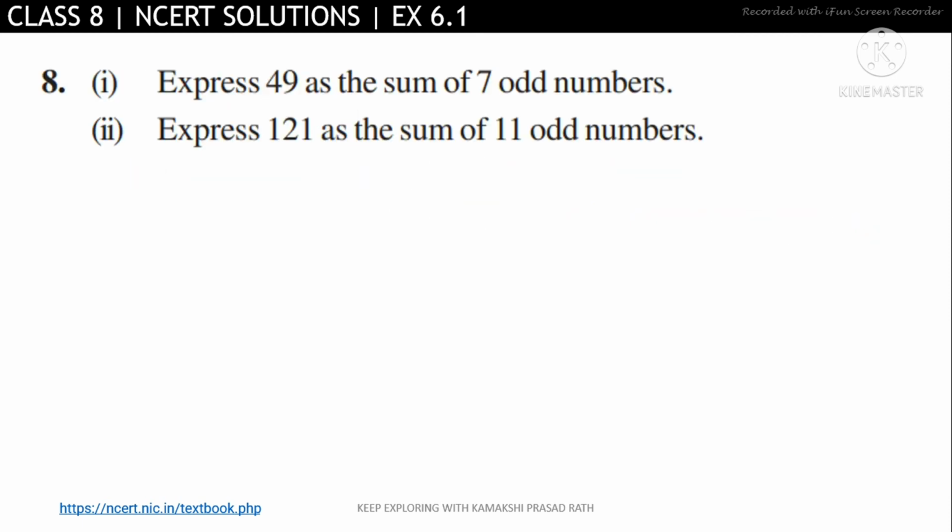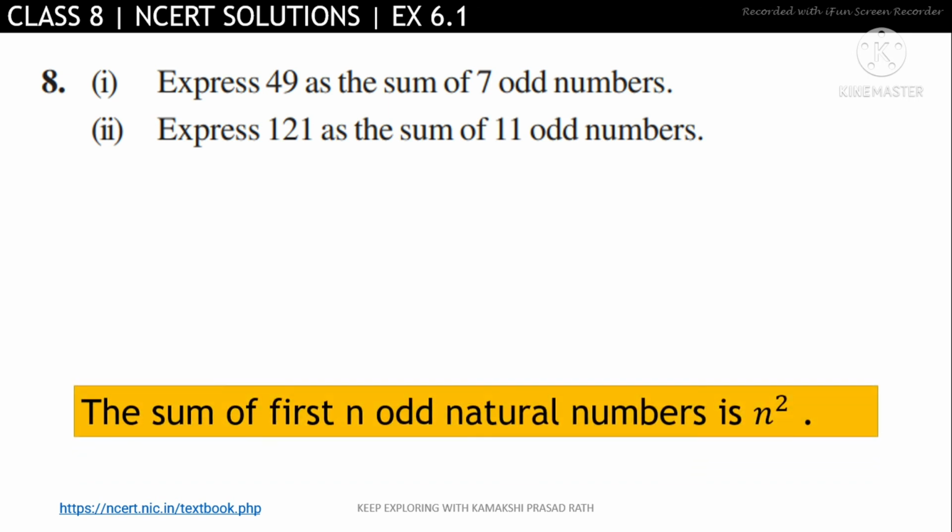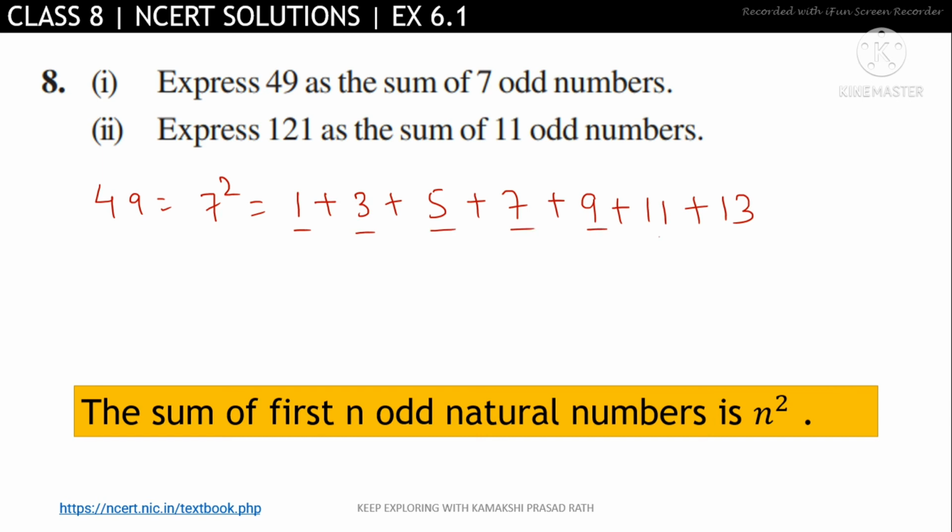In the same way, we have to express 49 as the sum of 7 odd numbers. We know 49 is nothing but 7 squared. So 7 squared means you have to write the first 7 odd numbers: 1 plus 3 plus 5 plus 7 plus 9 plus 11 plus 13. You can count 1, 2, 3, 4, 5, 6, 7 odd numbers we have added, and the sum will always be 49.